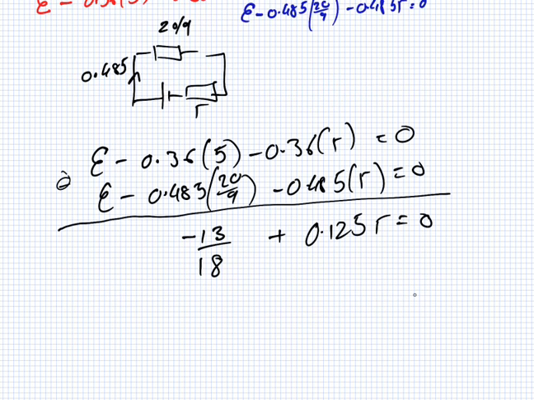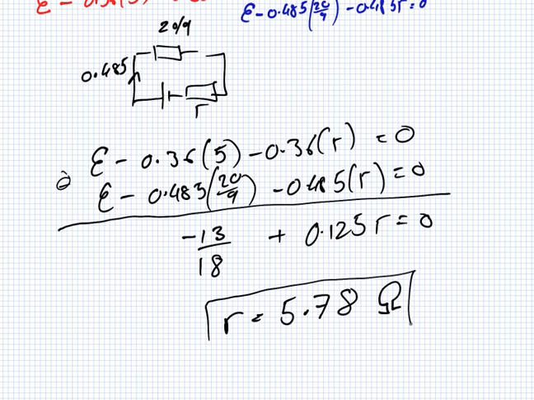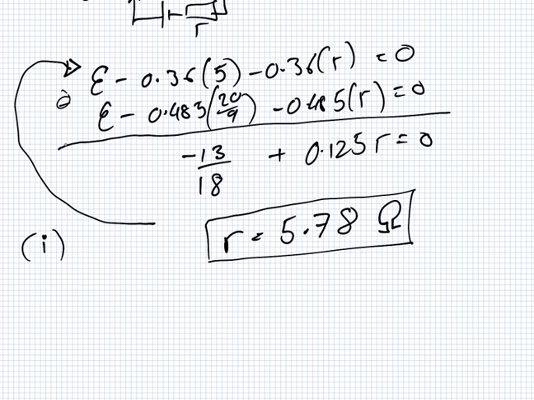So now I have my first answer, r equals 5.78 ohms. And that's the answer for the first part. If I put this answer back in here, I can then get the answer for the second part.